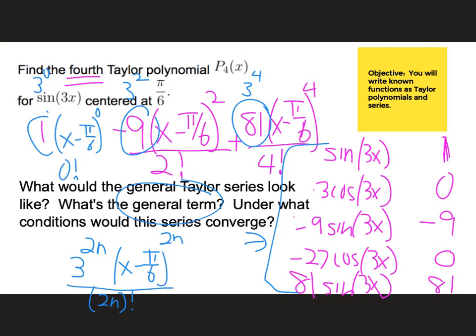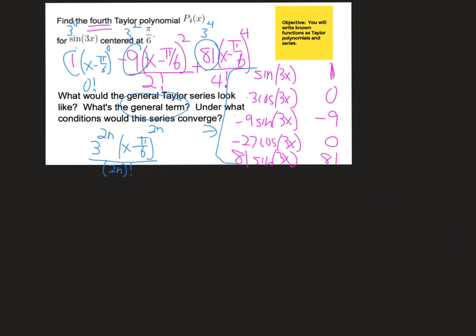Once we have our series, we ignore all the 0 stuff, and then we can rewrite what our general term might look like. Then we want to talk about under what conditions this series would converge. There's a lot going on. The divergence test won't get us anywhere, so let's go ahead and try the ratio test.